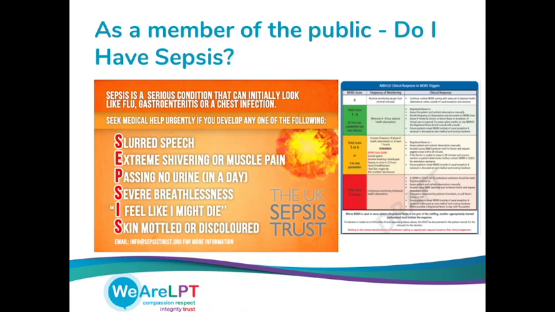Again, we are aiming to detect the patient's illness prior to it reaching these symptoms, but sometimes that may not be the case. So we're looking for slurred speech, extreme shivering or muscle pain, passing no urine in a day, severe breathlessness, feeling like they might die. Patients have been reported as saying they have an impending sense of doom, having mottled skin or discoloured skin. These are all things that the general public are being asked to look at, which also supports the rationale as to why we need to know about it within our areas of work.